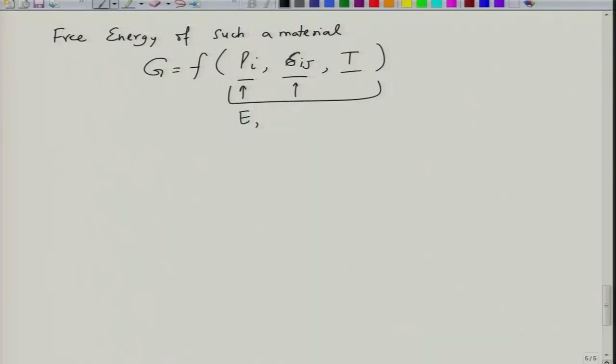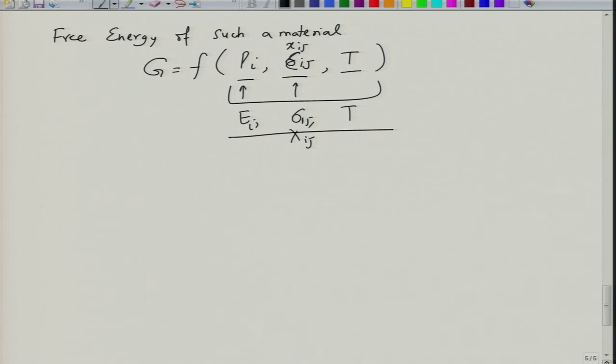You can do a Legendre transform to relate it to the stimuli. The stimuli in this case would be E, sigma and temperature, right? You can write this in terms of E, sigma and T, or you can write this in terms of P, epsilon and T, or it could be Xij, or capital Xij, right? So there are various ways of writing this free energy equation that we saw in the earlier lecture.